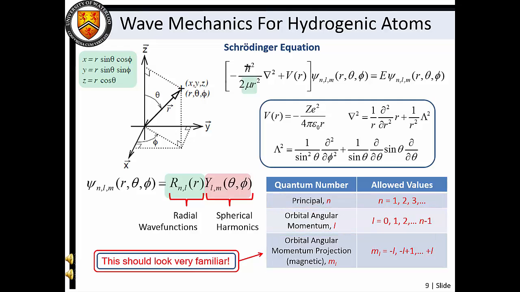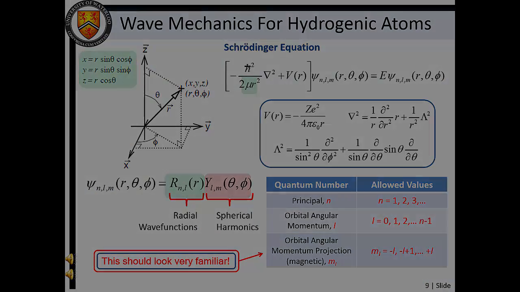M sub L is also sometimes referred to as the magnetic quantum number because the circulating charge described by m sub L produces a magnetic field in the same way electromagnets are produced by passing a current through a coil of wire.